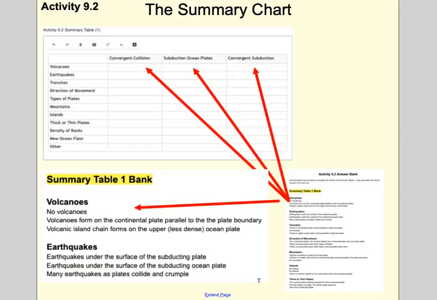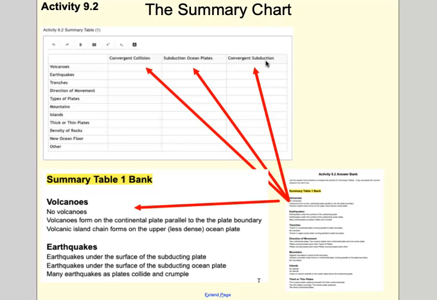Now, when you look at the next page, you're going to see it looks like this. And this is where we've helped you out quite a bit. Originally, what the book company or the authors wanted you to do was look at volcanoes: convergent collision, subduction ocean plates, and convergent subduction. They wanted you to fill in a sentence or two describing it. So volcanoes, are you going to find them on convergent collisions? Yes, no. What else do you know about it? Subduction ocean plates, and then convergent subduction. So they basically want you to work with your teams to come up with these answers on your own.